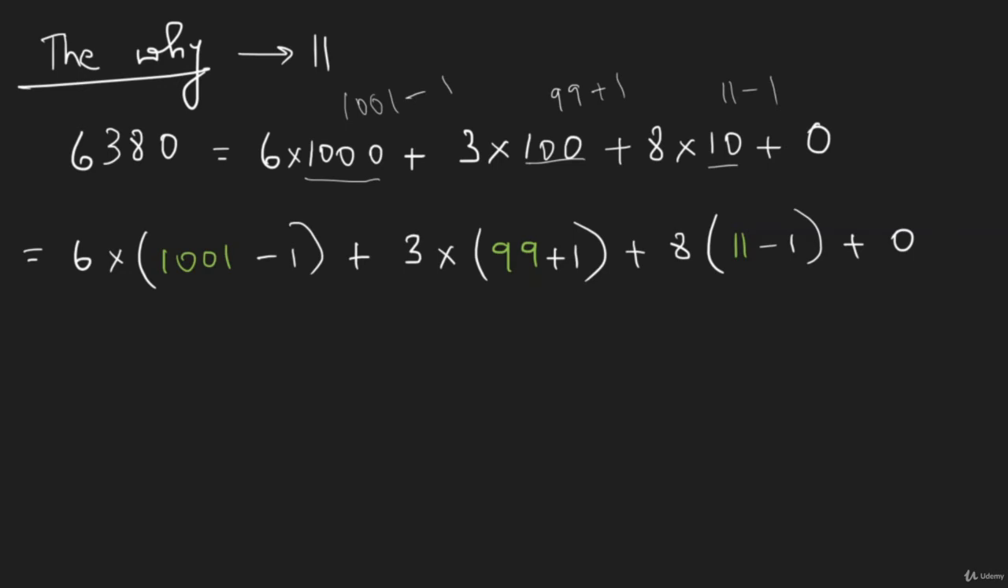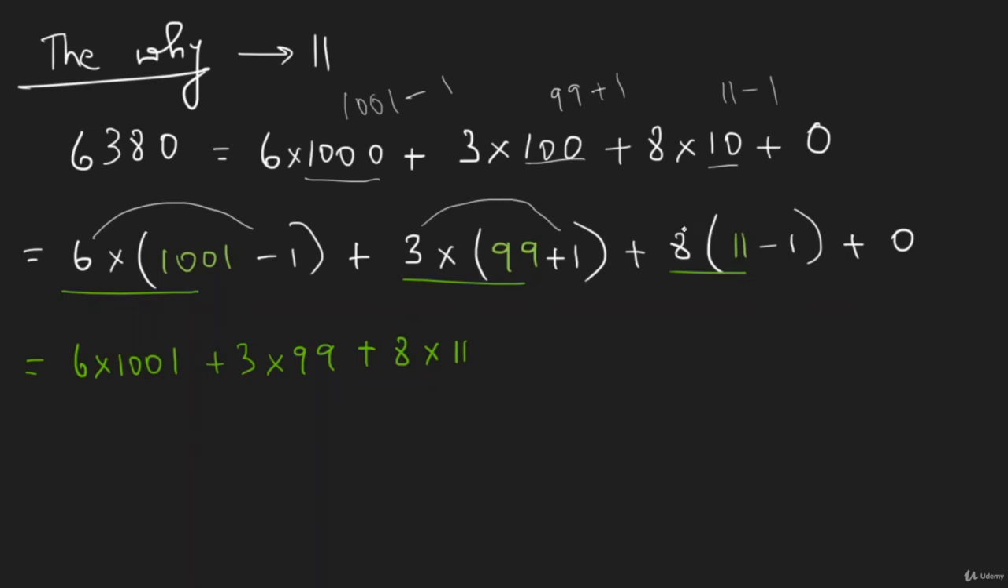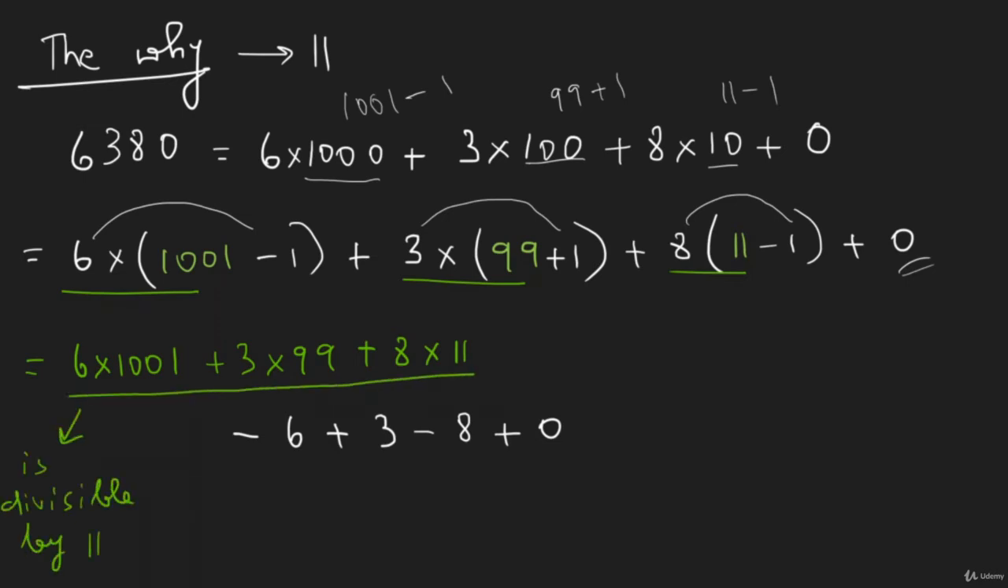Now let me take this part out and write it together. So that's 6 into 1001 plus 3 into 99 plus 8 into 11, and I'm left with this part: 6 into minus 1, 3 into 1 and 8 into minus 1. In this case over here I have 0. If there was some number over here, that also would be clubbed with this section. So I have over here minus 6 plus 3 minus 8 plus 0. Now you can observe that this section over here is divisible by 11.